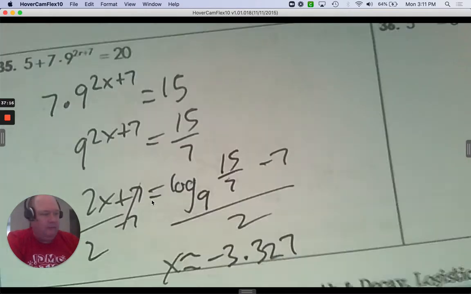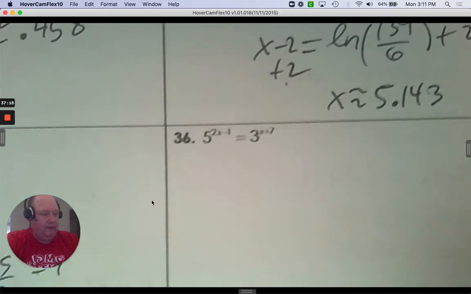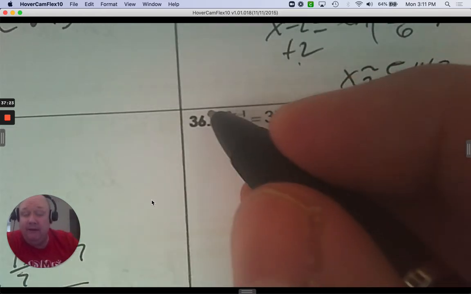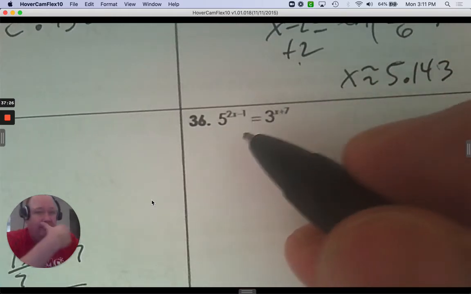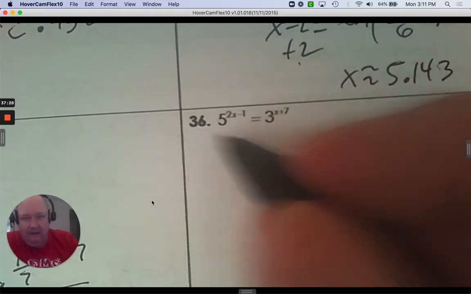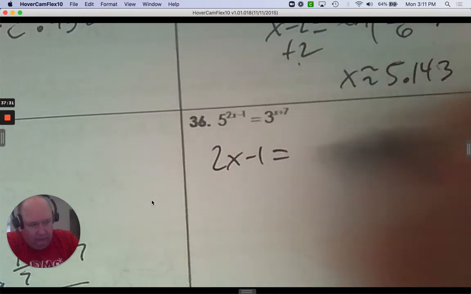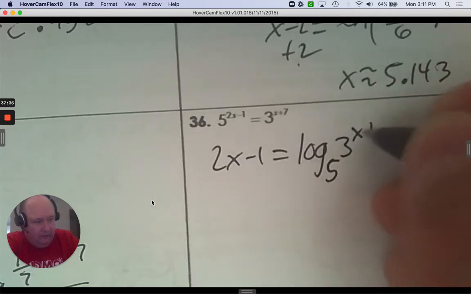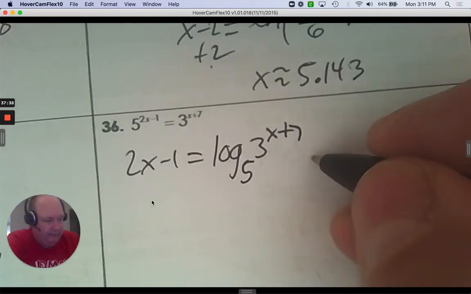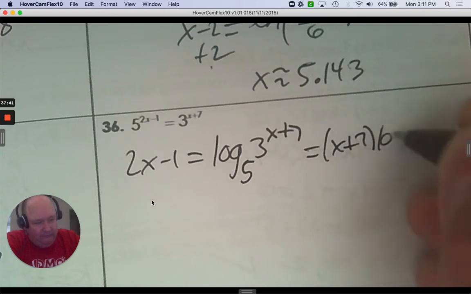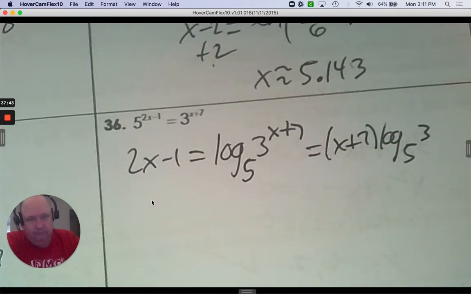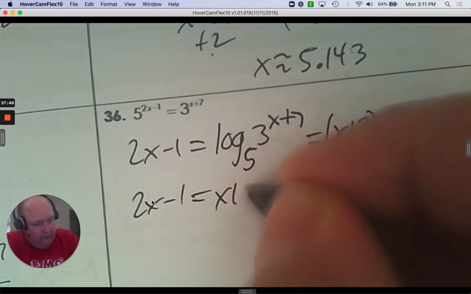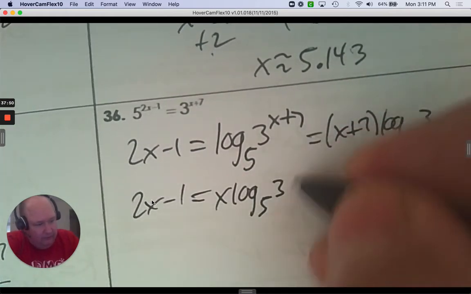All right, one more, and then we have some stories to end with. All right, so we need to make a choice and write one of these sides as a logarithm. So if I take the left side and write it as a logarithm, it'd be 2x subtract 1. The base is 5, and then you'd write 3 to the exponent x plus 7. X plus 7 is written in front. That's the product power rule. And then distribute. So we have x log base 5, 3 plus 7.